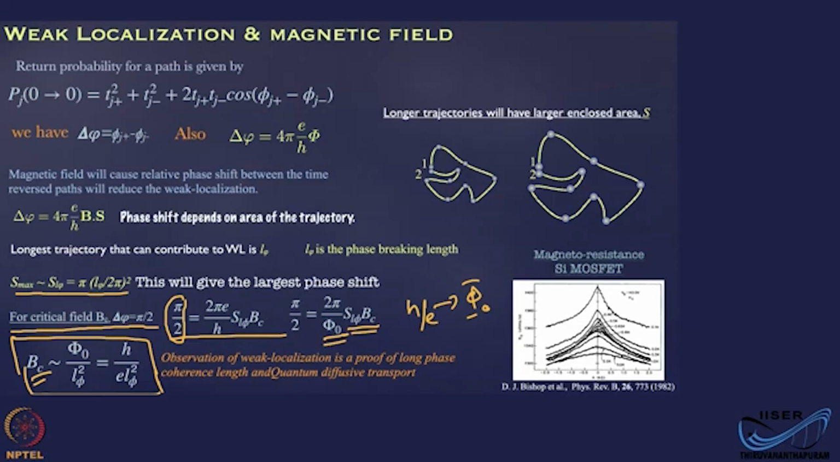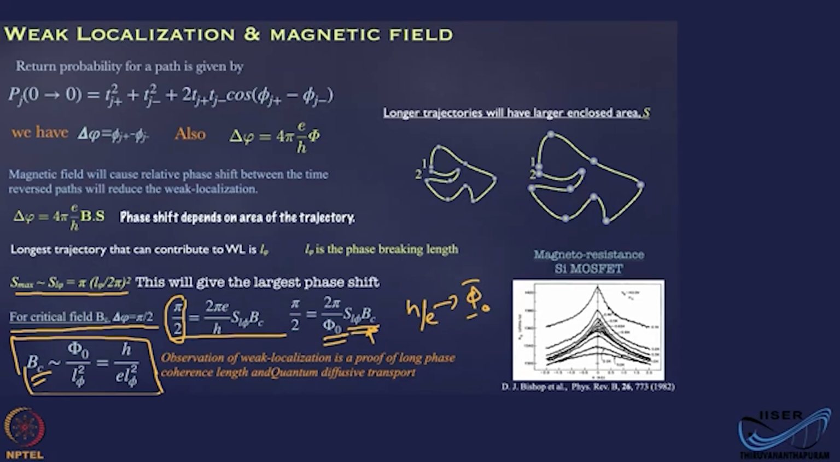But if the area is lower, that is the path length is shorter, you need a large field strength to induce the same phase change, because S L phi is small, so you need a larger BC.